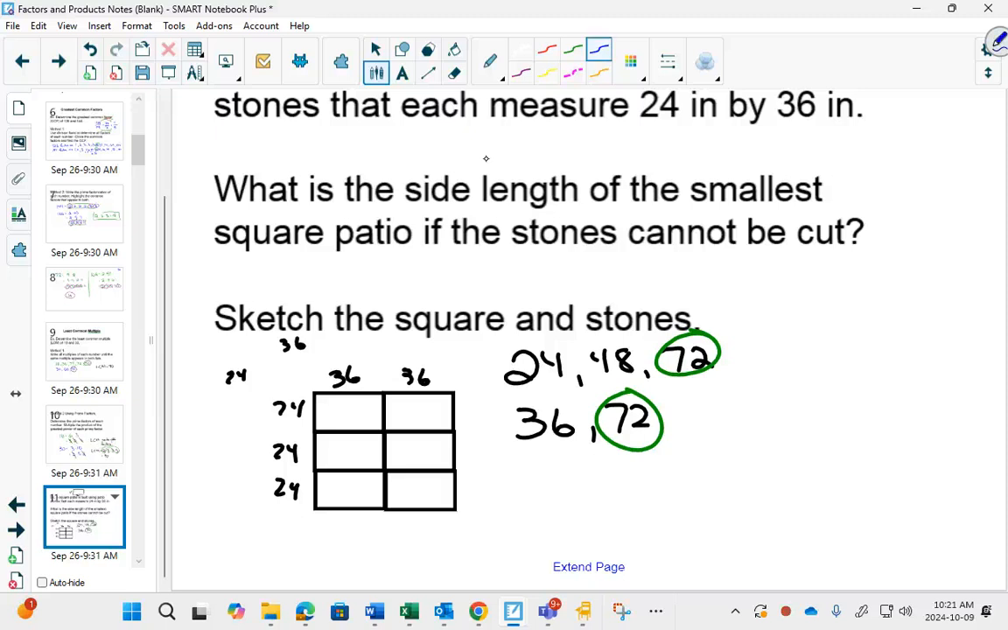So the answer to this, what is the side length of the smallest square patio? 72 inches, which is just a 6 foot by 6 foot patio. That's not very big. We put like one little table on there, maybe 2 chairs. And sit outside and enjoy the weather until it gets too cold.